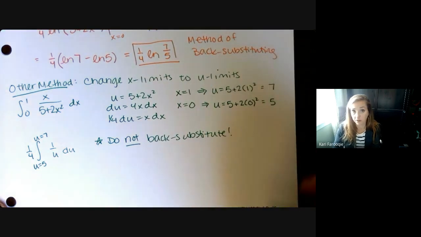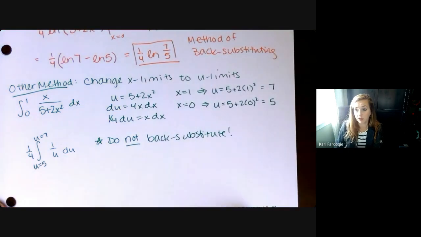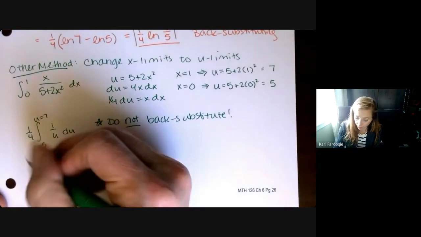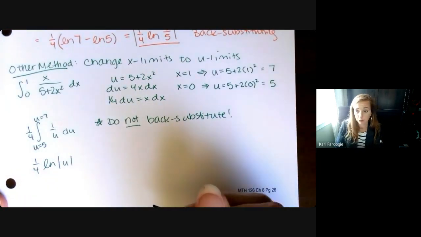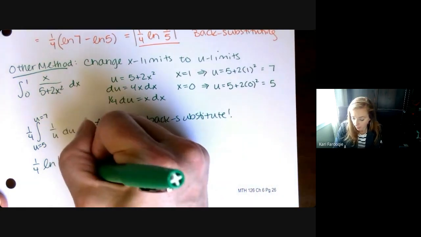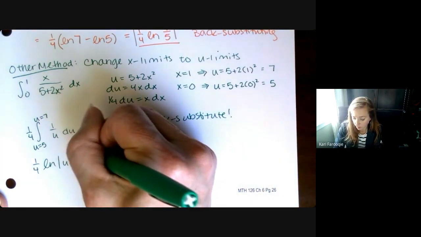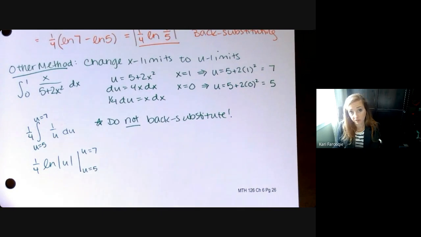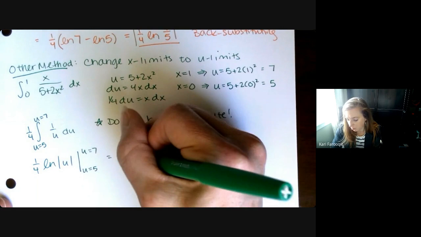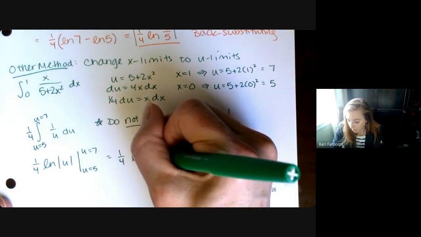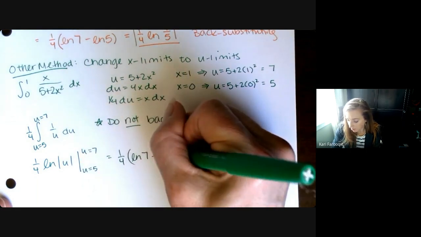We're going to use the FTC on the integral as we see it. So I'm going to integrate 1/4 times the natural log of the absolute value of u. And now I can take this directly from u equals 5 to u equals 7. And I don't back substitute because I have the same variable showing up in my limits of integration. This is why it's just a smoother process to go through. So I have ln 7 minus ln 5.